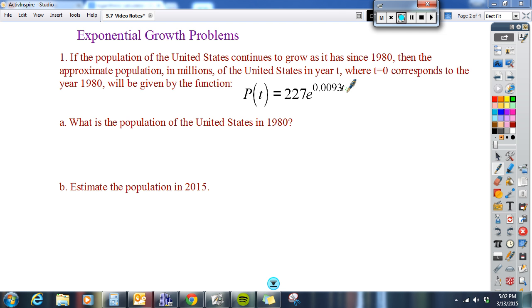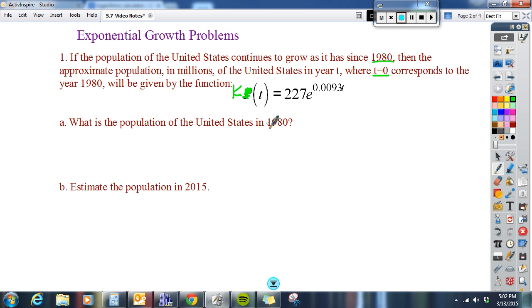This says if the population of the U.S. continues to grow as it has since 1980, then the approximate population in millions of the United States in year t, so t is talking about years, time, and t equals 0, which is where it started, corresponds to the year 1980, right? So these go along with each other, and it's given in this function. This p is confusing because we used a p in the other one, so let's just call this k.